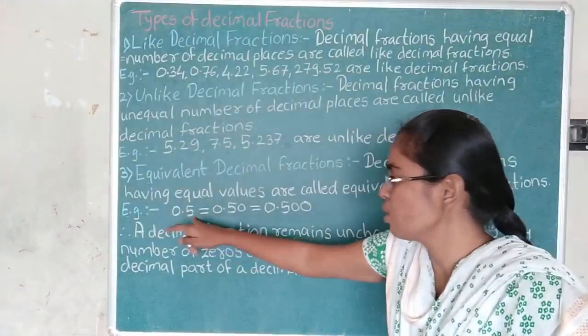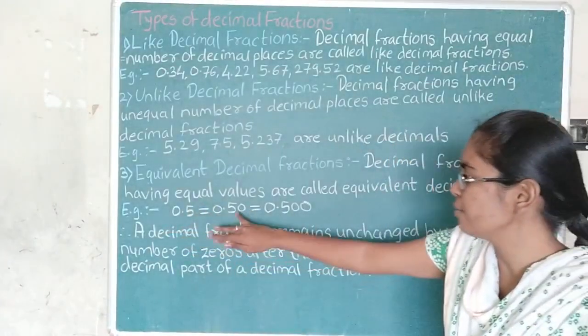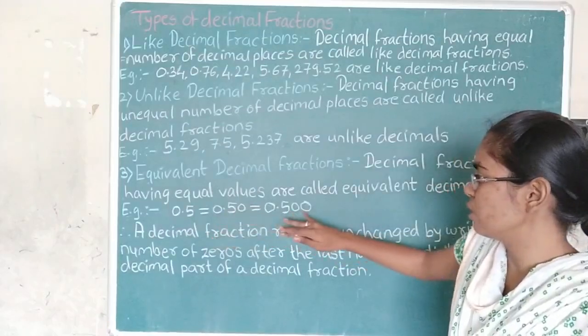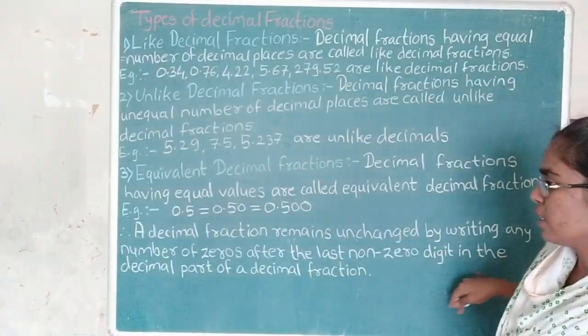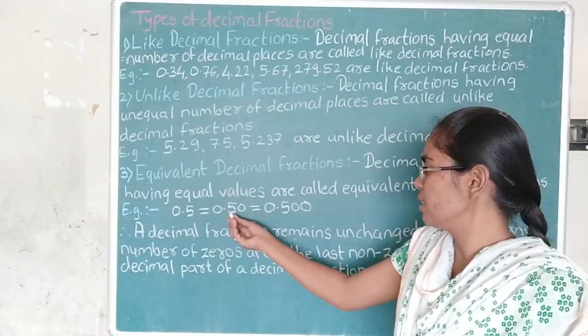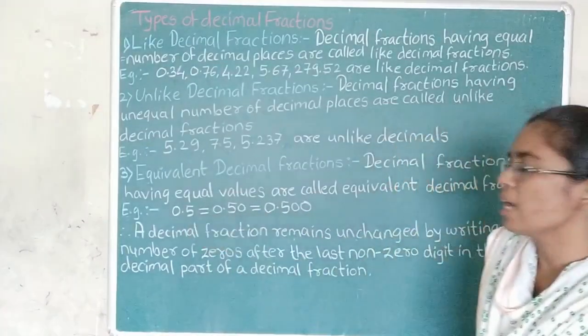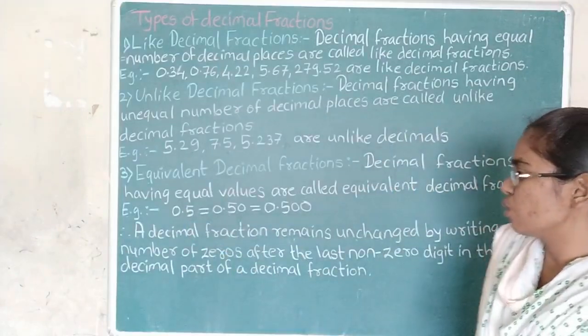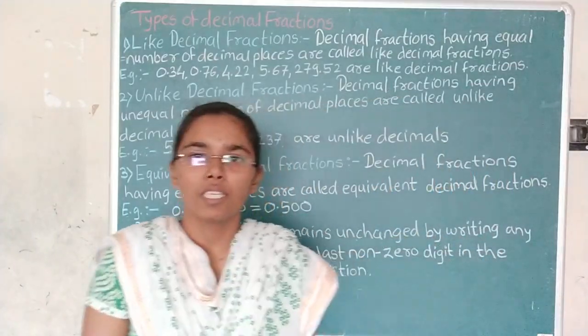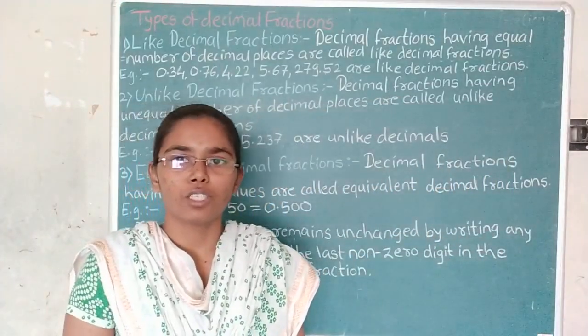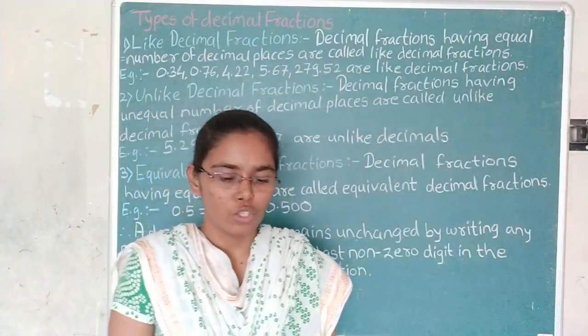Here 5 is the non-zero digit. So after 5 we have written here 1 zero, here 2 zeros, after that we can write 3 zeros and so on. 5 is in the decimal part. So the decimal fraction remains unchanged, meaning it is an equivalent decimal fraction.